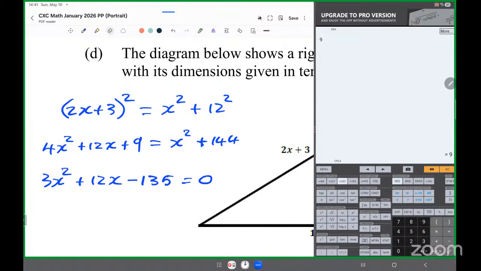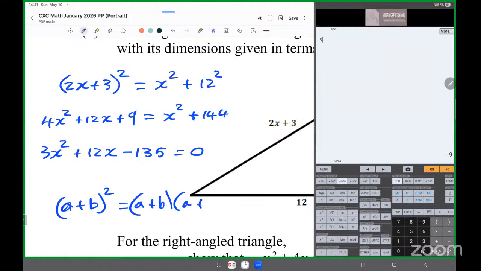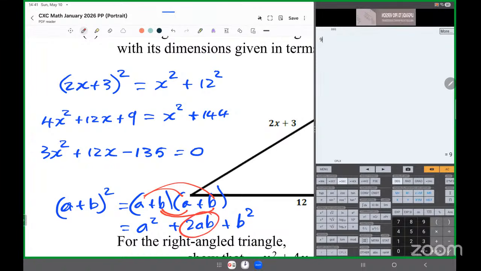Generally speaking, look, (a plus b) squared really means (a plus b) times (a plus b). If you expand this out, you become a squared plus 2ab plus b squared. If you expand it by doing this times this, this times that, that times this, you're going to get ab plus ab, so 2ab's in the middle.